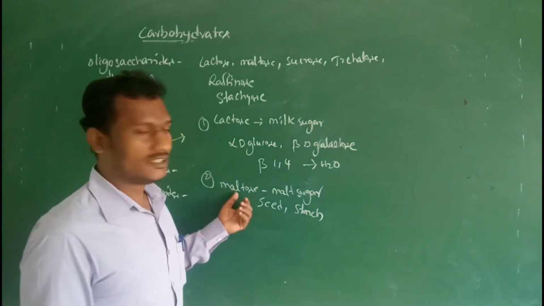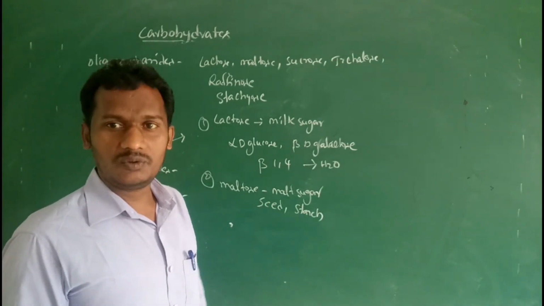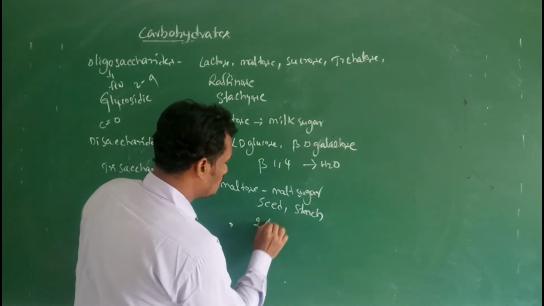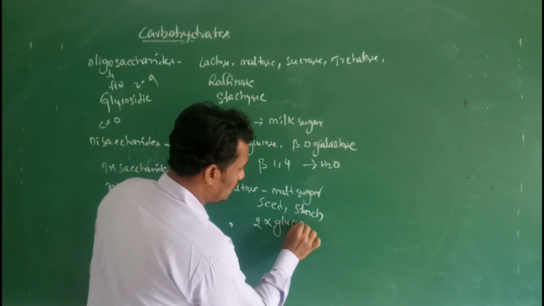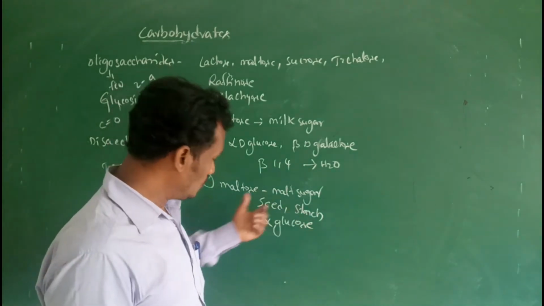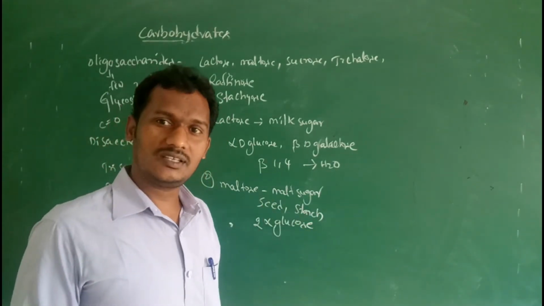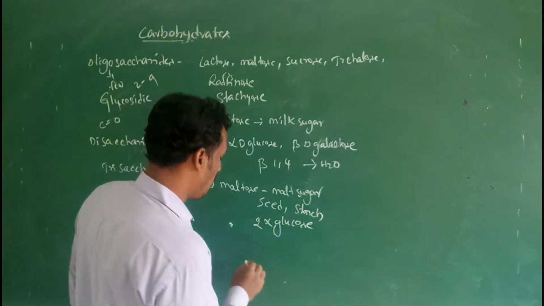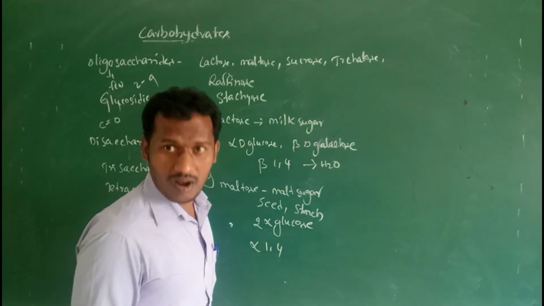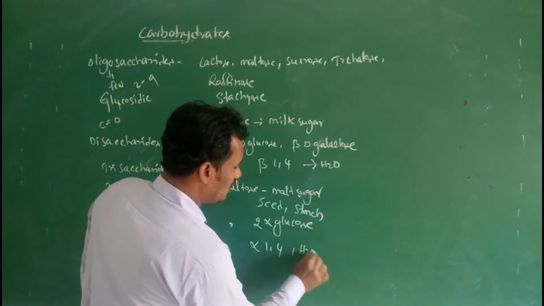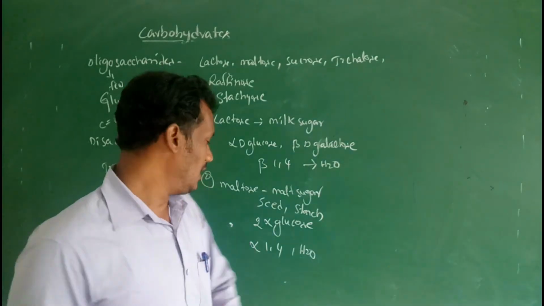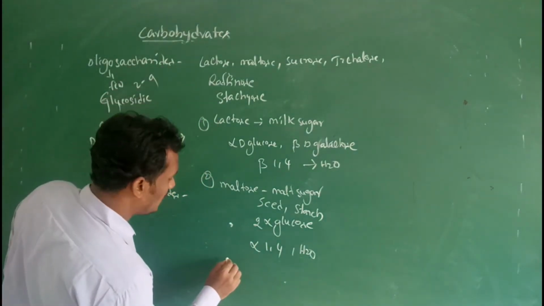By the hydrolysis of maltose, we get two glucose units. These are two alpha glucose units, the same glucose units, joined by a glycosidic bond, an alpha 1,4 glycosidic bond, by the elimination of one water molecule, giving maltose sugar.